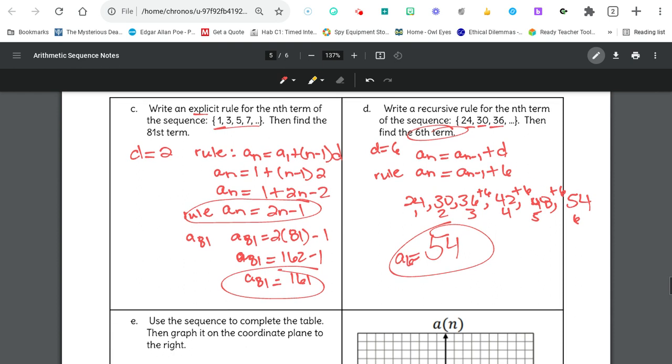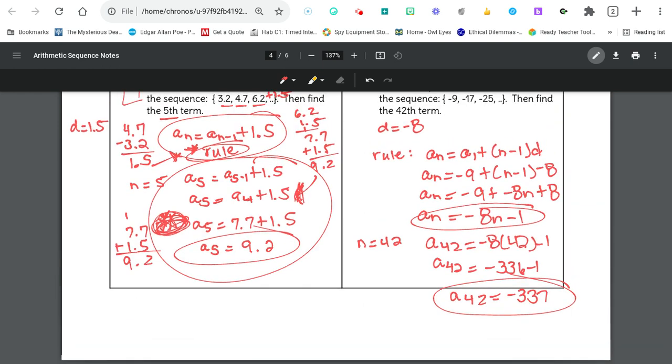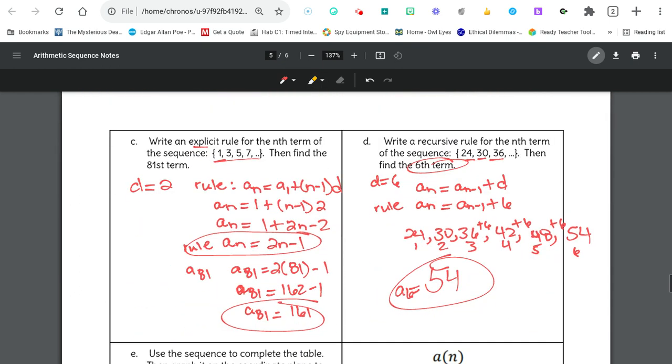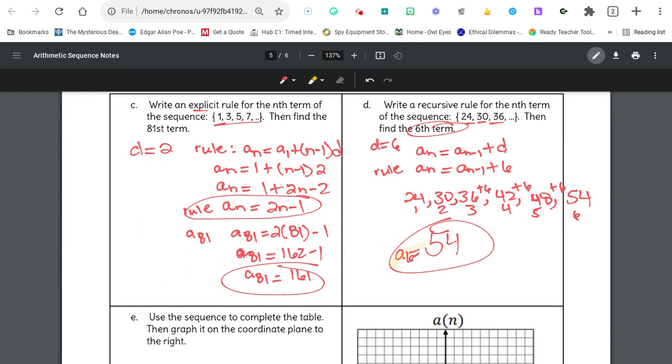I don't care if you do that. To me, it's dumb to do the other one. When I say the other one, I mean it's dumb to do all of this when I can just add the common difference in the recursive formula. So a sub 6 equals 54.